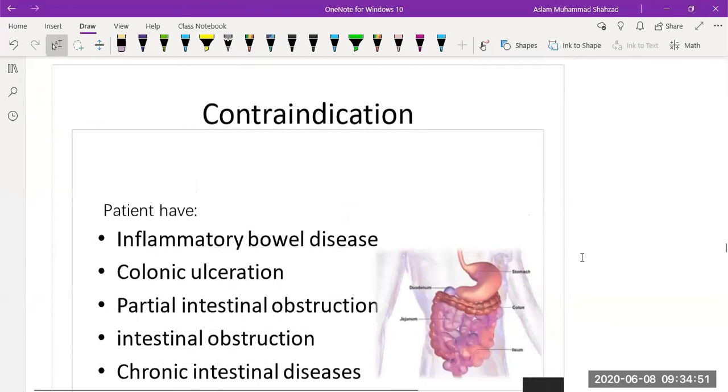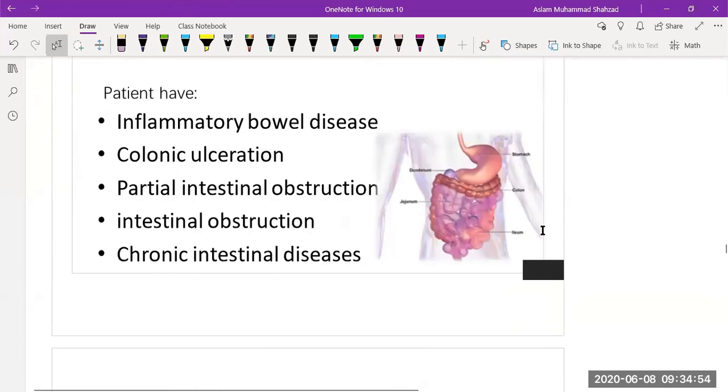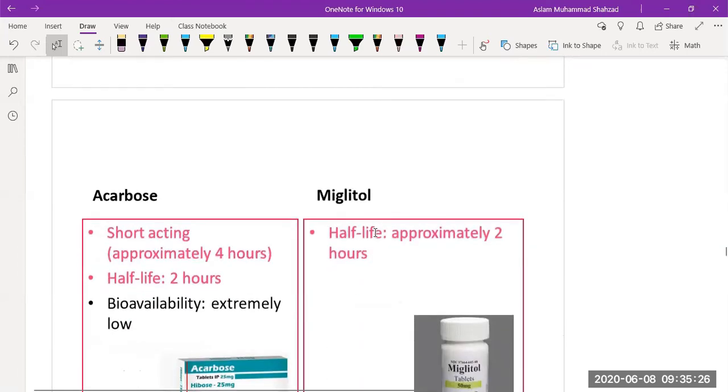But it is contraindicated in patients having inflammatory bowel disease, because obviously we are interfering with the intestine functions, and carbohydrate is not broken down into glucose. So for inflammatory bowel disease such as Crohn's disease, ulcerative colitis, we need to be very careful. Also with colonic ulceration, or intestinal obstruction, partial or complete intestinal obstruction. In that case, we need to be very careful.